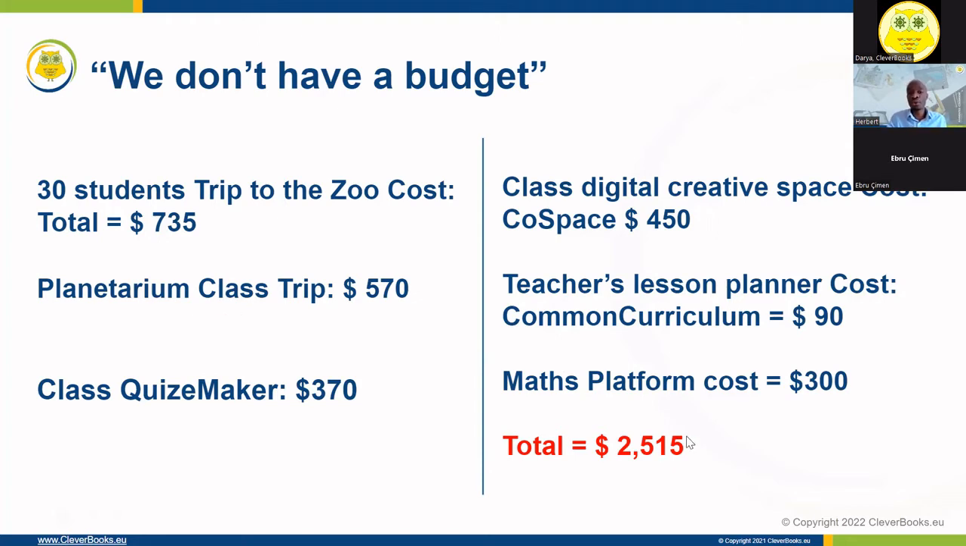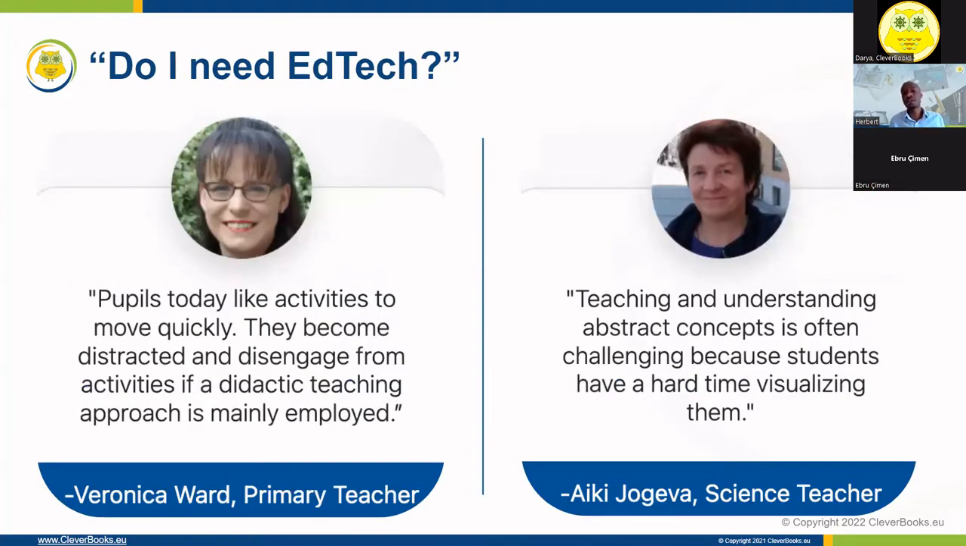So by now, you're probably wondering, do I need all these solutions? So here's what these teachers have to say about that. They say people today, and by people, it just means students today, they like activities more quickly. Otherwise they become very distracted and disengaged from the activity. And if your teaching is static, the idea is that it just won't work, because there's so many things. The average person's attention span is getting shorter and shorter and shorter, right?